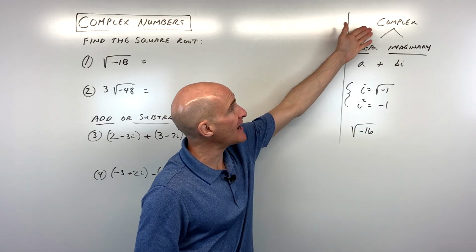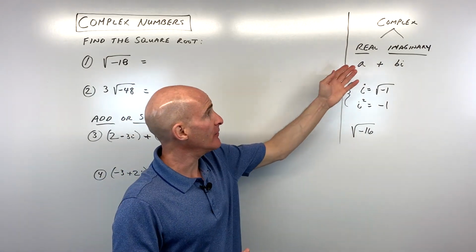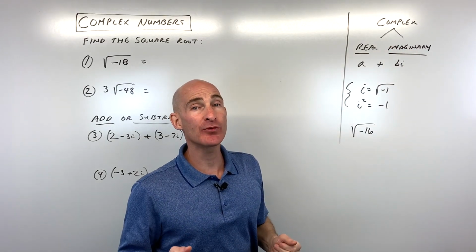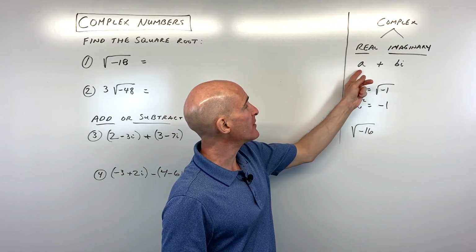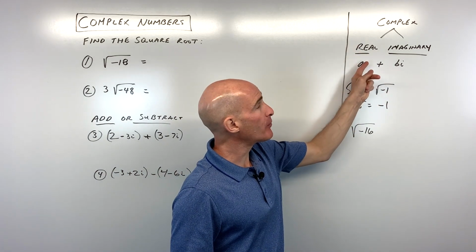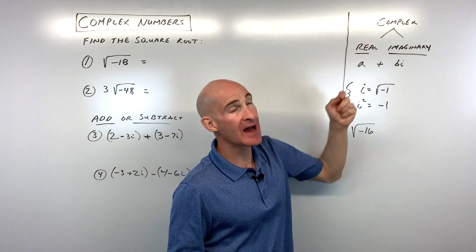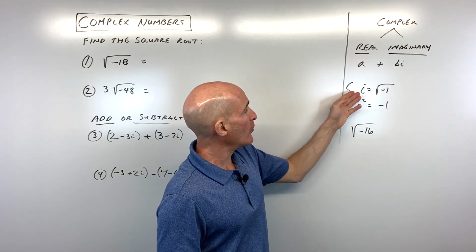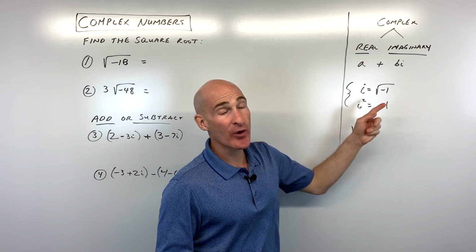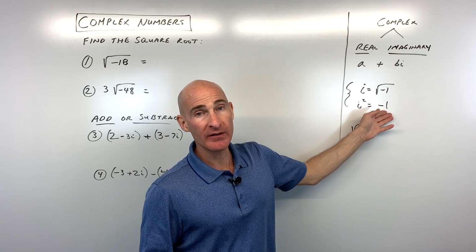First off, what exactly are complex numbers? Well, complex numbers are a combination of real numbers and imaginary numbers. And when we think of a complex number in standard form, we think of it in this a plus bi form. The a is like the real part and the bi is the imaginary part, and together it forms a complex number. So the main thing you want to remember is when you see i, it represents the square root of -1. And when you see i squared, that's going to equal -1.